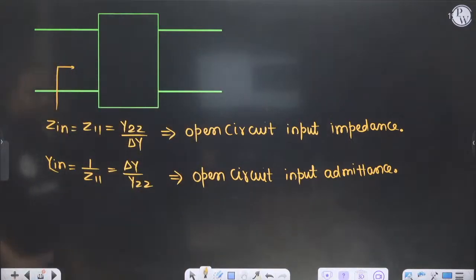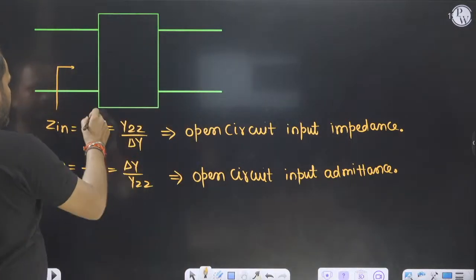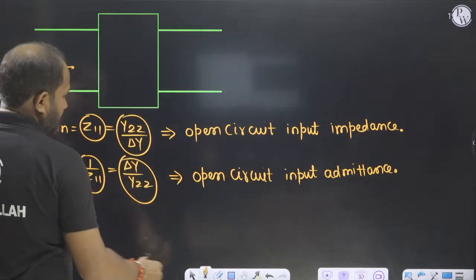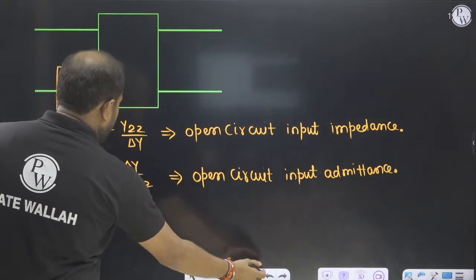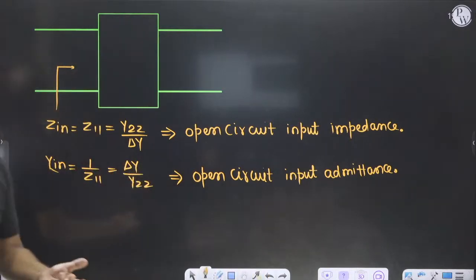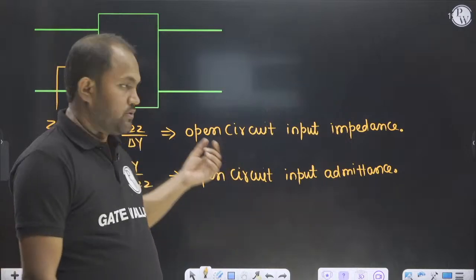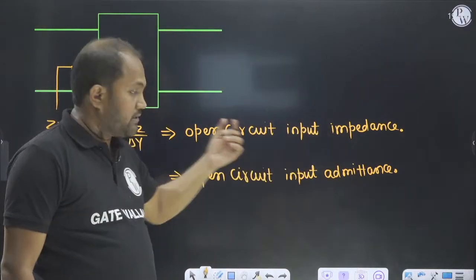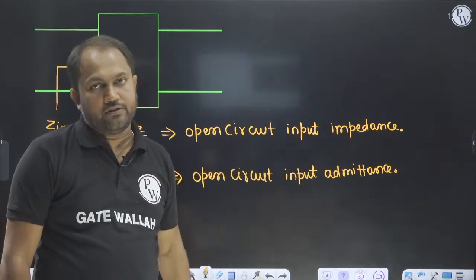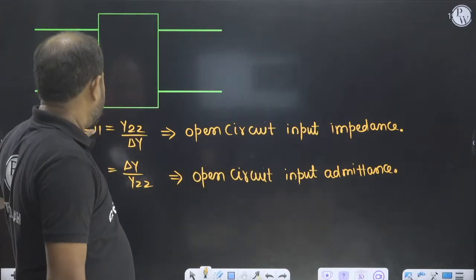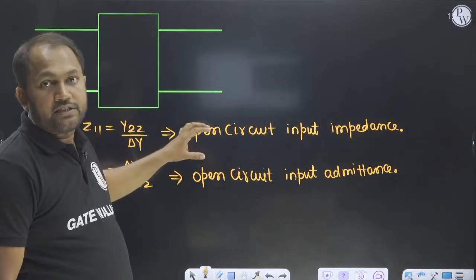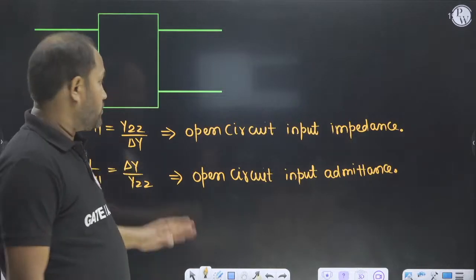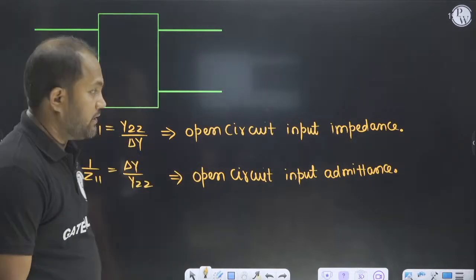Next is, if the Z parameter is given, then you can get it directly. If the Y parameter is given, you can get it directly. So in terms of Y parameter and Z parameter, we have calculated. Later we will study H parameter, so in terms of H parameter I will tell you. Later we will study ABCD parameter, so in terms of ABCD parameters I will tell you. So Zin will be written in Z terms, Y terms, H terms and ABCD terms. All 4 terms I will tell you in every manner.